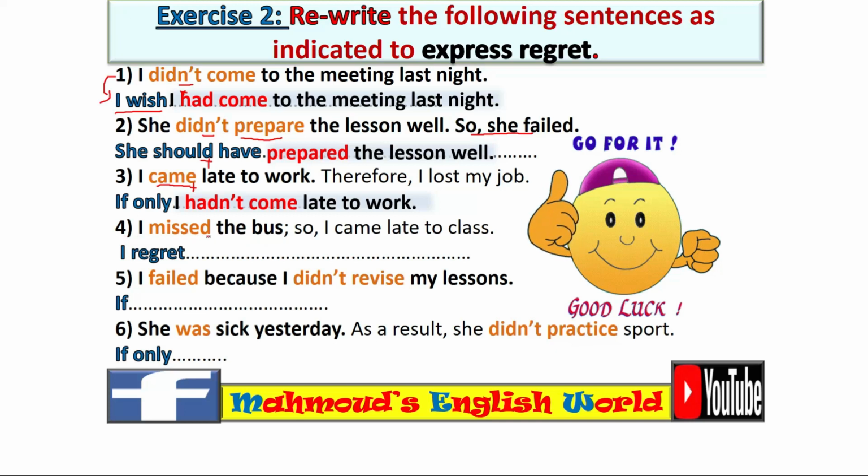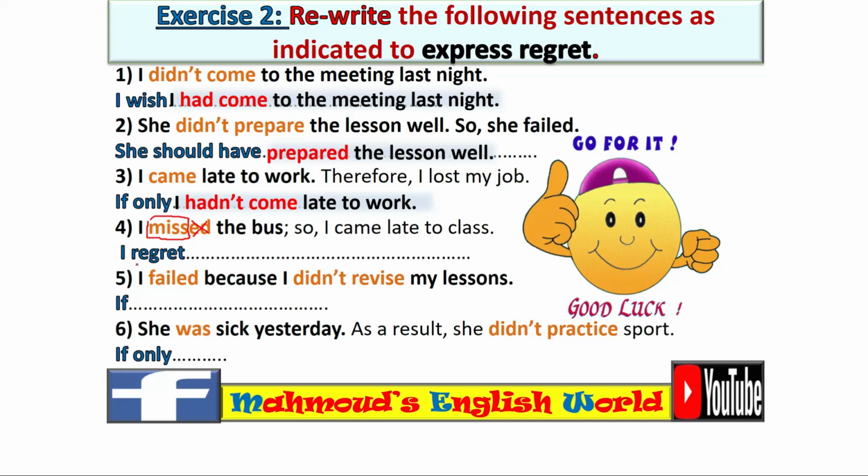4. I missed the bus, so I came late to class. I regret plus verb-ing. So the verb, which is miss, plus ing. And remember, for the gerund, we never use it with the past simple, but we use it with the base form. So if we have missed, we delete ed, then we add ing, because we should change the past to the base form, then we add ing.